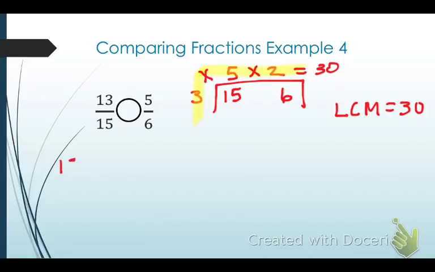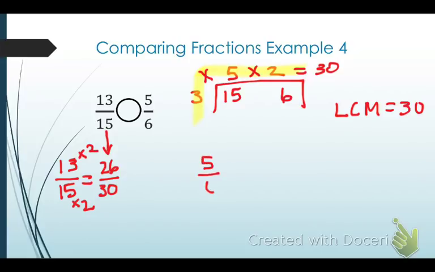So I have 13 over 15. I'm going to use that 30 as my new common denominator. And what do we do to 15 to get to 30? We multiply it by 2. So 13 times 2 is 26. So 13/15 is equal to 26 over 30.